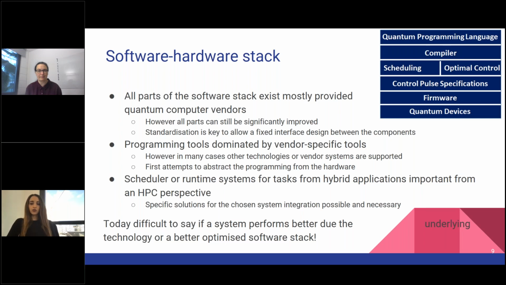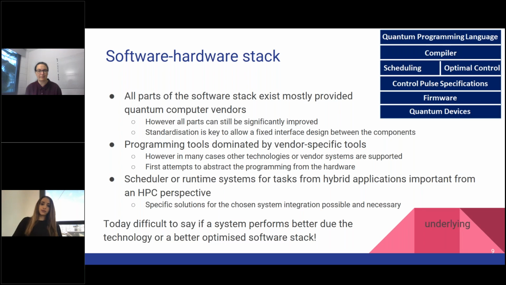Today, the software stack that exists is still mostly provided by the hardware vendors and tightly dependent on the underlying technology. An important effort from all European actors is needed to improve this software stack as well as the hardware. And this is, for example, the reason why there is a dedicated call in Horizon Europe, which is focused on the development of the software stack.